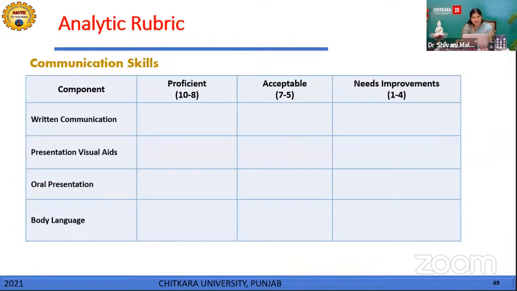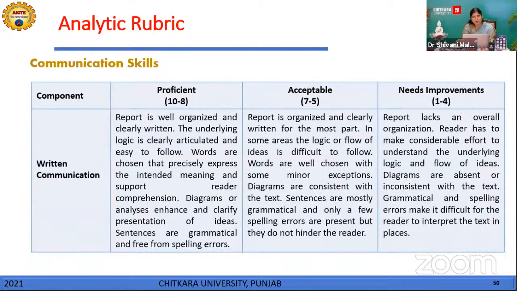So analytic rubrics for communication skills. The multiple performance criteria: a student should be effective in written communication. He should be able to effectively present a visual aid. He should be able to give an effective oral presentation. And what about the body language while he is communicating or demonstrating his skills? So if he is proficient in all these criteria, he gets marks between 8 to 10. If it is acceptable, he gets between 5 to 7. But if he needs improvement, he gets marks between 1 to 4, right?